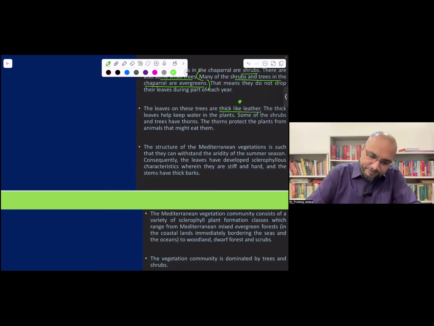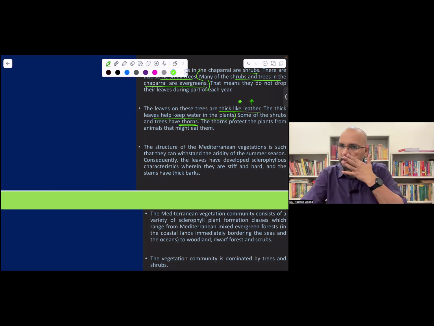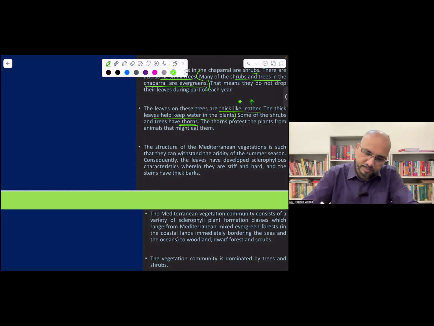So the leaves are thick like leather to prevent transpiration. Thick leaves help to keep or to conserve the moisture in the plants. Some of the shrubs and trees have thorns, so leaves are modified into thorns. In some, leaves are modified into thorns to minimize the transpiration. Some of the plants develop thorns as additional features. Leaves are there, but additionally they also have thorns to protect themselves from herbivores.